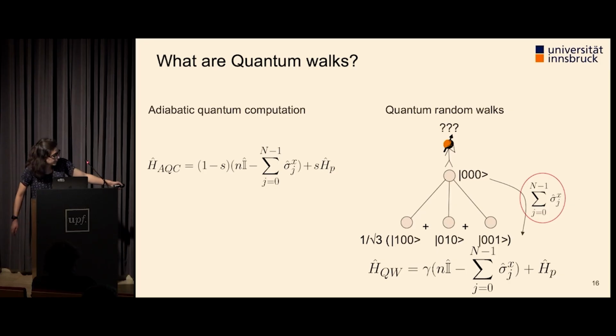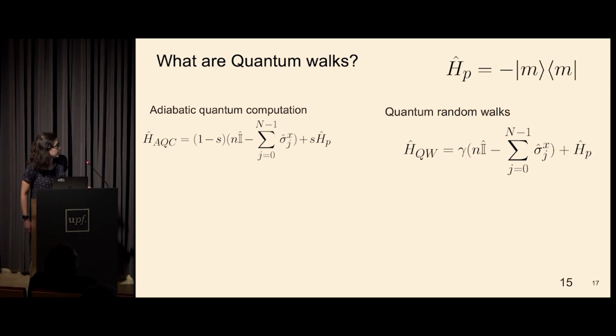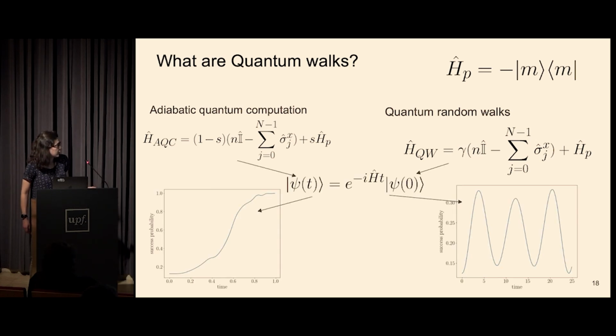How do we compute using a quantum walk versus adiabatic quantum computation? If we look at both of our Hamiltonians, similarly, we start off in an initial state and we evolve over time to find our final state. For adiabatic quantum computation, we see that over time the success probability slowly rises towards 1. However, for quantum walks, we see that we get oscillations between 0 and a certain value. And what we don't want to do is, for example, when we measure our final state, accidentally measure here where we have a low success probability.